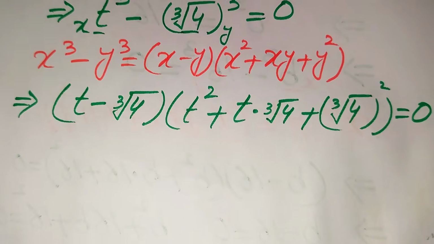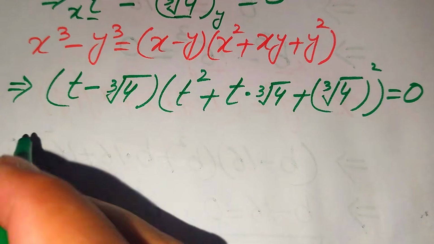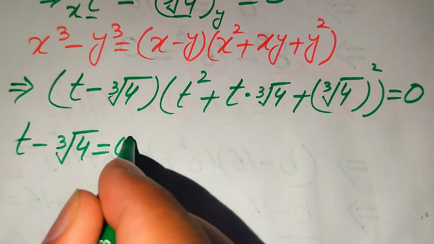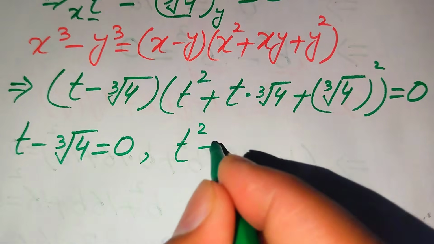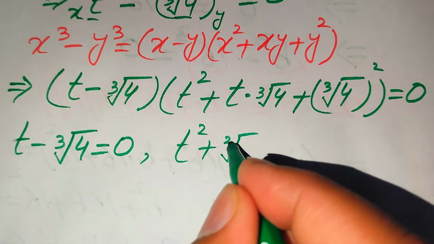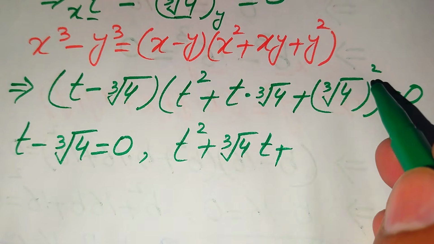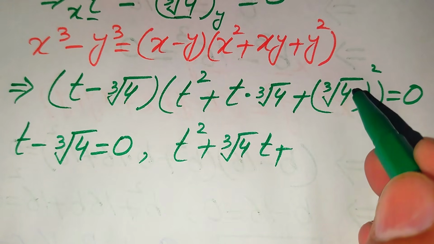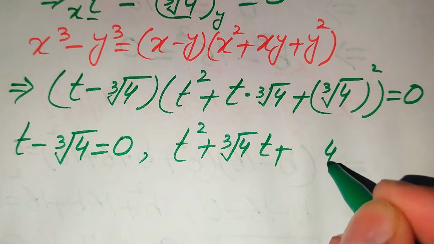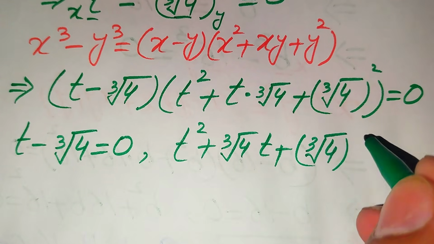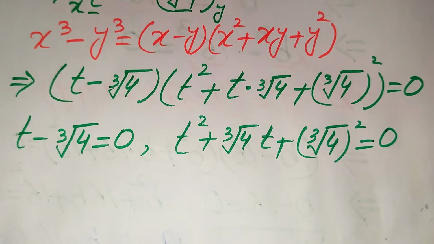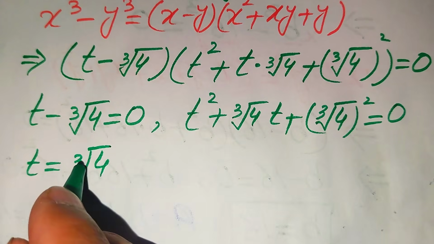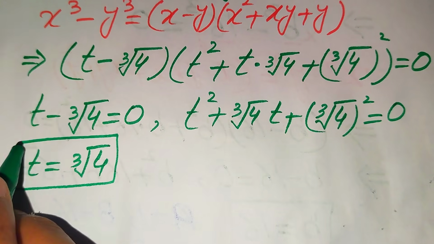So now in the next step we need to divide this equation into two cases. The first case is we write t minus cube root of 4 is equal to 0, and the second case is we write t square plus cube root of 4 times t plus, here we move the square inside the term, and this will be written in this form. So here we write this as it is: cube root of 4 and its whole square, and this is equal to 0. From the first case, we easily get the value of t is equal to cube root of 4. This is the first real root of the given equation.